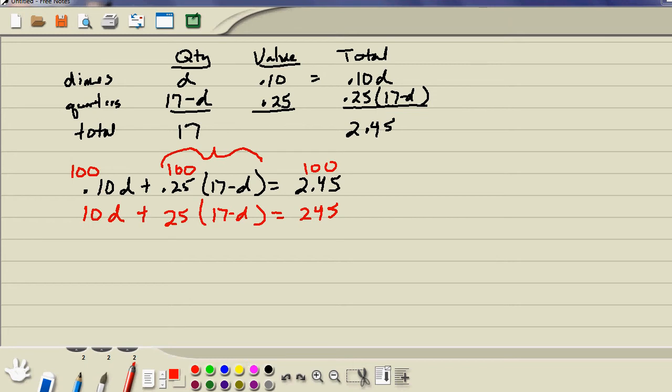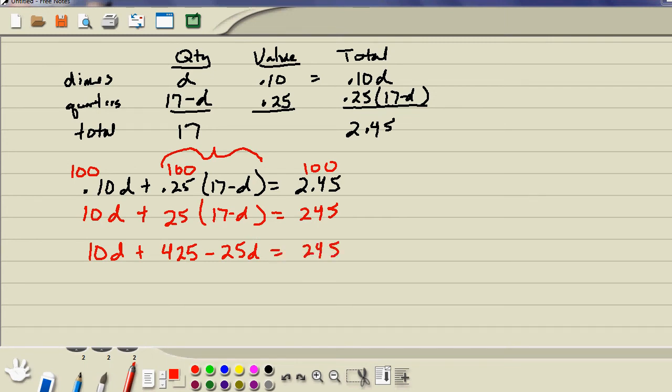Okay, well, we're still good because there's two ways to do it, and I just did it the opposite way of what the book did, but we should still come up with the same answer. It's just that I might have to have a calculator out to do some of the math here because I have 25 times 17. Unless you know that off the top of your head, that comes out to 425. So if I have 10D plus 425 minus 25D equals 245.